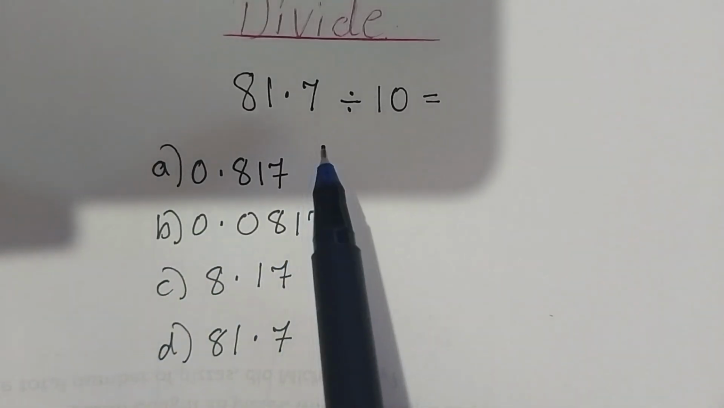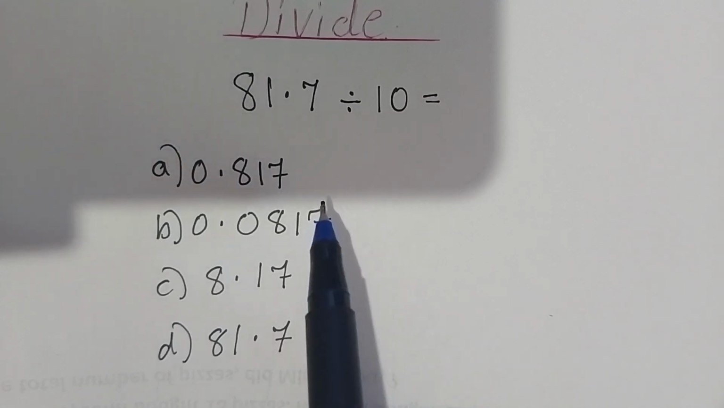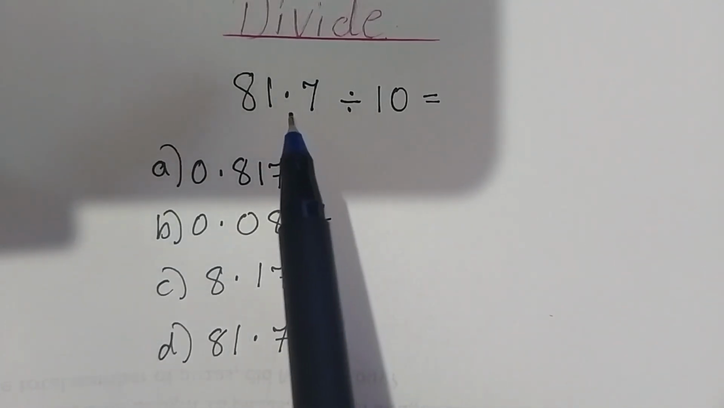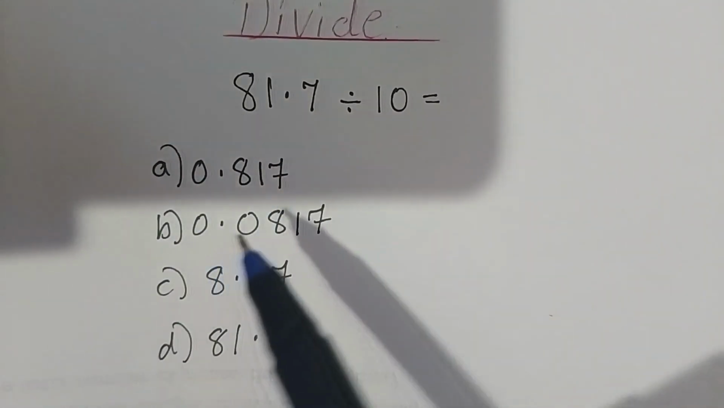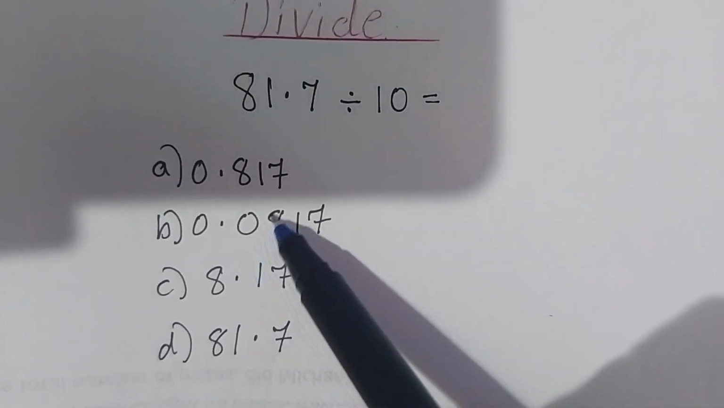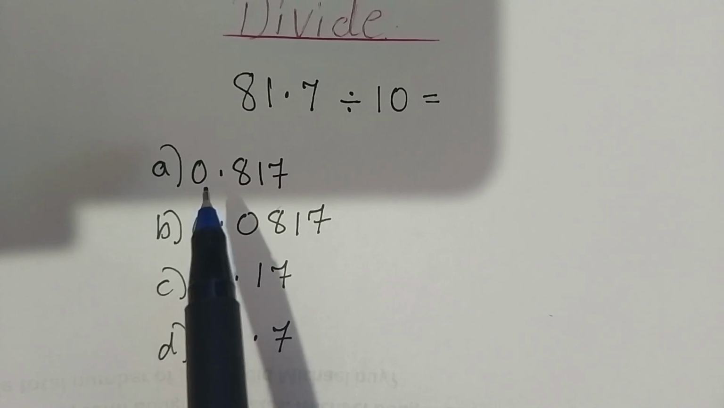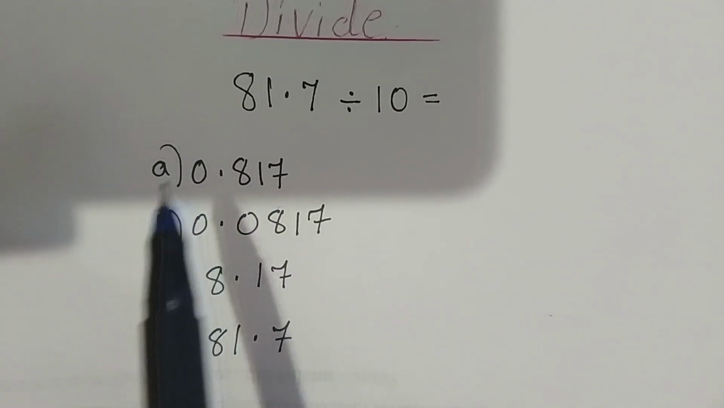Now when you divide a number by a power of 10 like 10, 100 or 1000, you don't need long division. Instead, you move the decimal point. Now remember, when multiplying, numbers get larger, so we move to the right. But when we divide, the numbers need to get smaller, so we move the decimal point to the left.